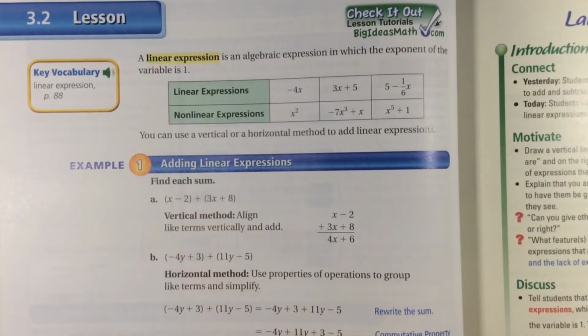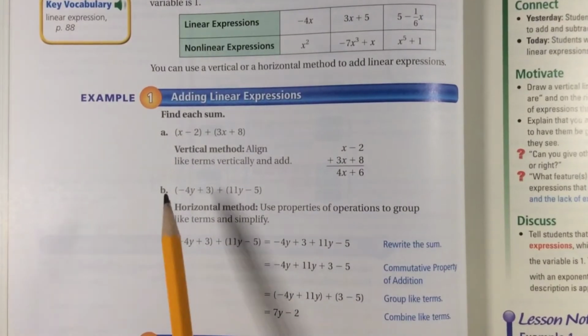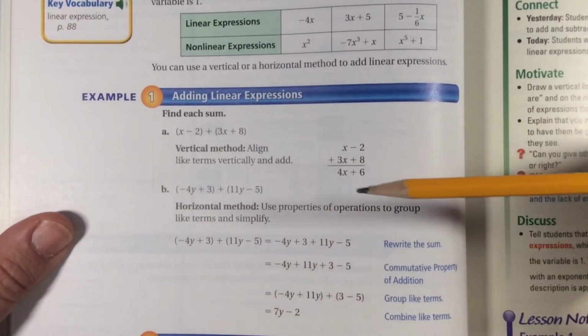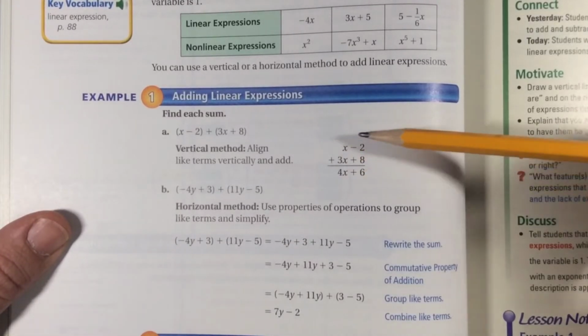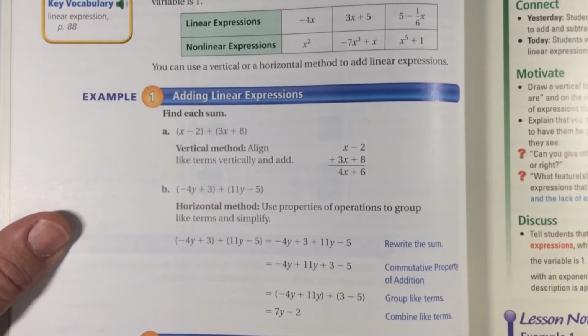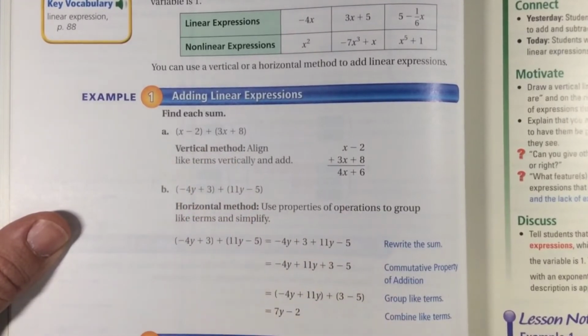And what we're going to talk about today is adding linear expressions. So we're going to find the sum. There are two methods. One is the vertical method. I'm not a big fan of the vertical method because it gets a little choppy when we've got some exponents outside or coefficients outside the parentheses. So we're going to look at the horizontal method.